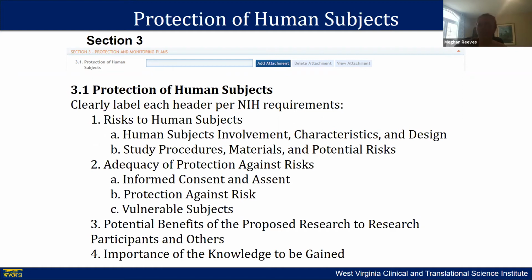3.11 is the risk to human subjects. 3.12 is the adequacy of protection against risks. Next is potential benefits. And 4th is the importance of the knowledge to be gained. This really helps reviewers, you as the study PI, and others to think about, is this an ethical study? Have I thought about whether this study should be completed the way I'm designing it? And what's going to come out of this?